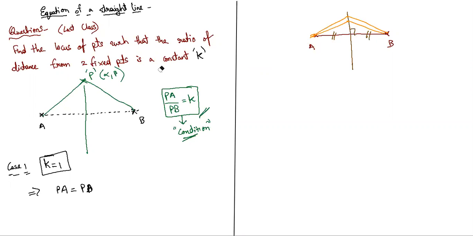So this is very important. The locus of points which are equidistant from two fixed points is the perpendicular bisector of the line segment.